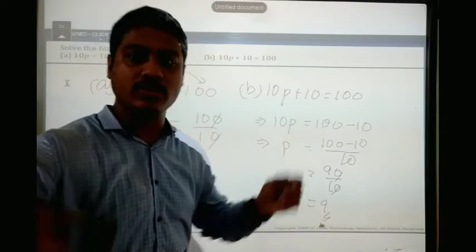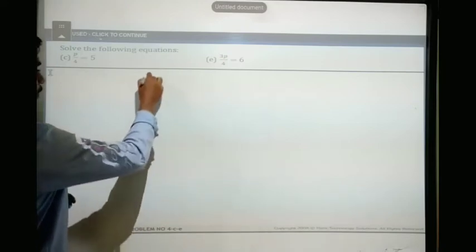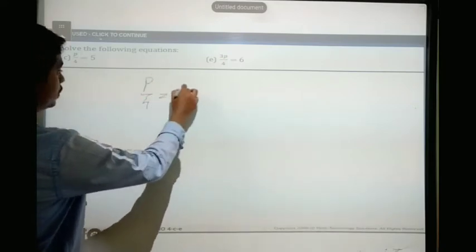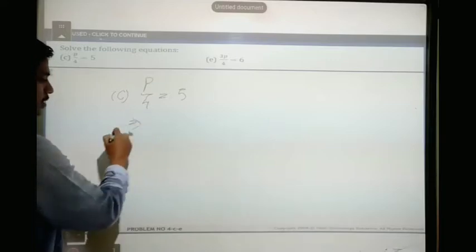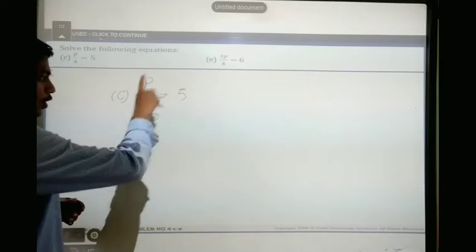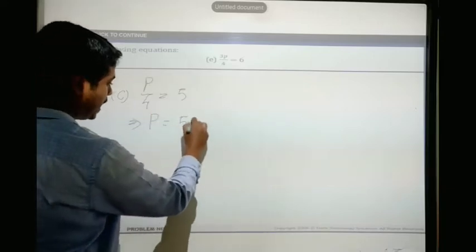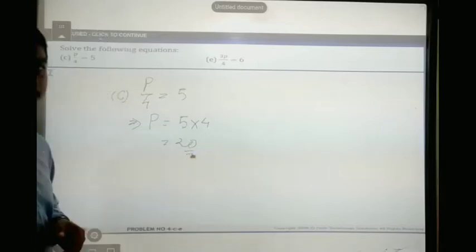Let us discuss the next question. So next question is p by 4 is equals to 5. That is question number C. This is p you put on the left hand side, 4 you put on the right hand side. So it will be 5 into 4. This 5 into 4 will be equals to 20.